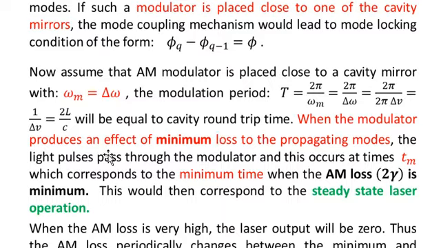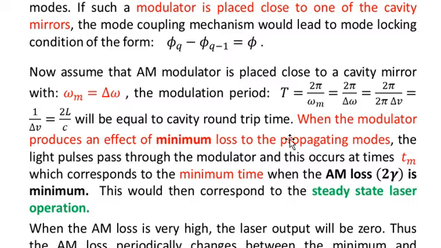When the modulator produces an effect of minimum loss to the propagating modes, the light pulses pass through the modulator. This occurs at a time Tm, which corresponds to the minimum time when the AM, that is the amplitude modulator loss, which is represented by the function 2 gamma, is minimum. This would then correspond to the steady state laser operation. So you see that in this paragraph, I am talking about the loss of the AM modulator.